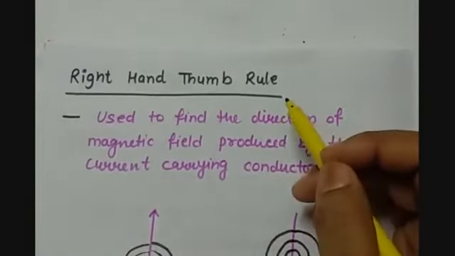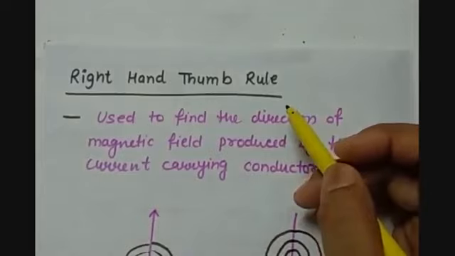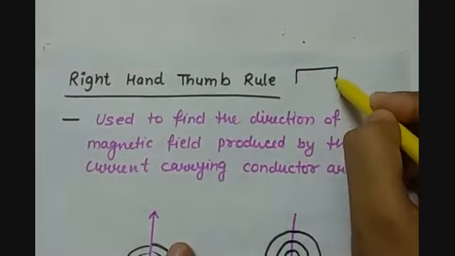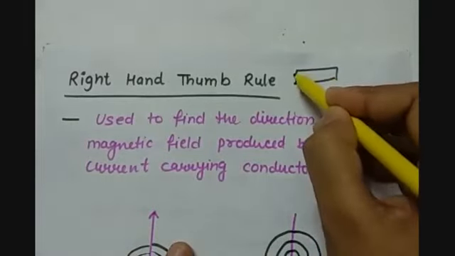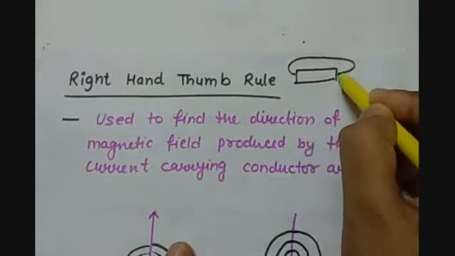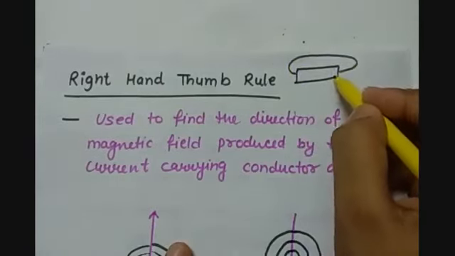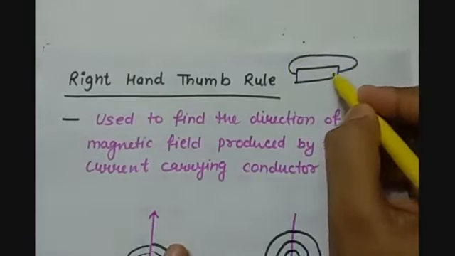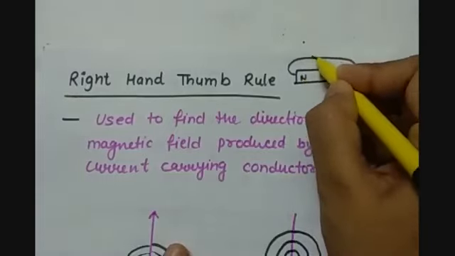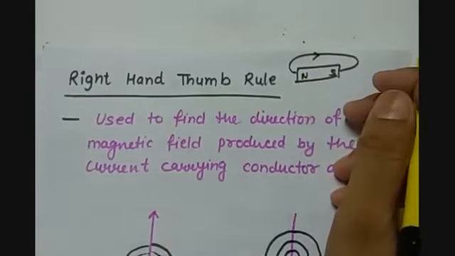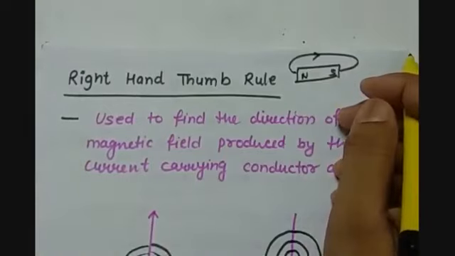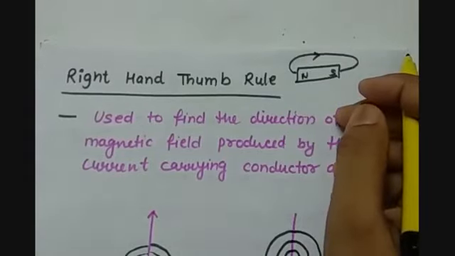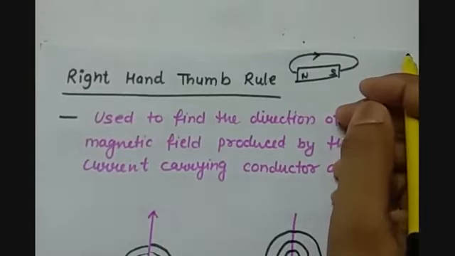So how to find the direction of the magnetic field? Because for a bar magnet, we know that the magnetic field lines originate from the north and end up at the south, or you can say enter into the magnet at the south pole. So this was the direction. But how to get the direction of the magnetic field around a straight conductor?